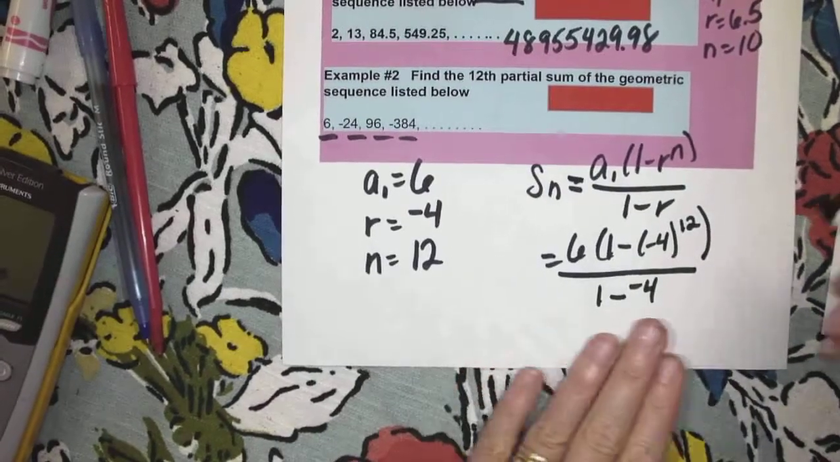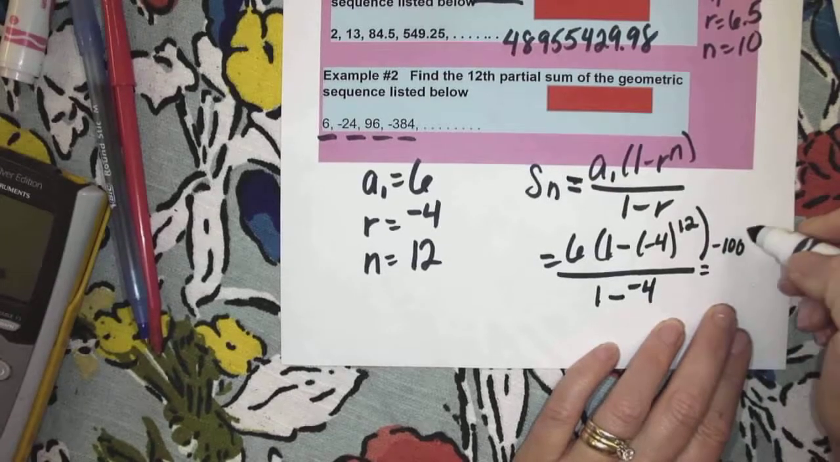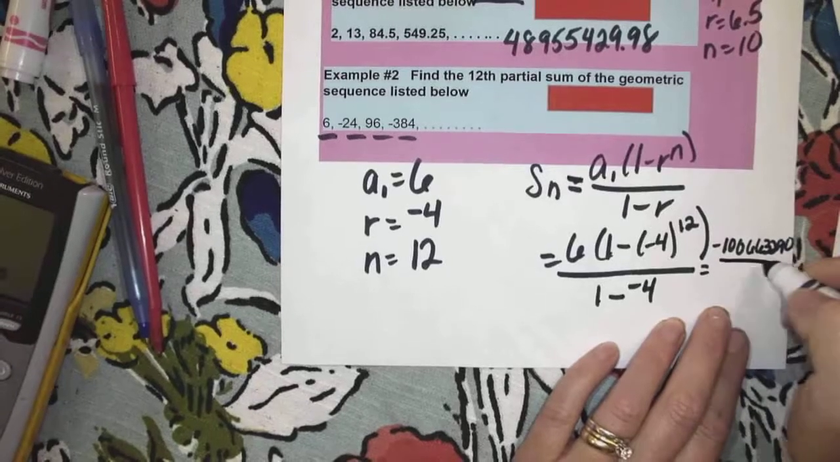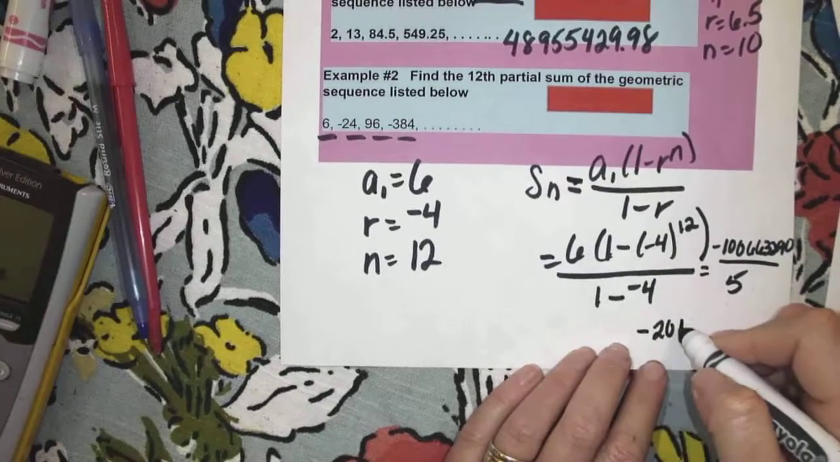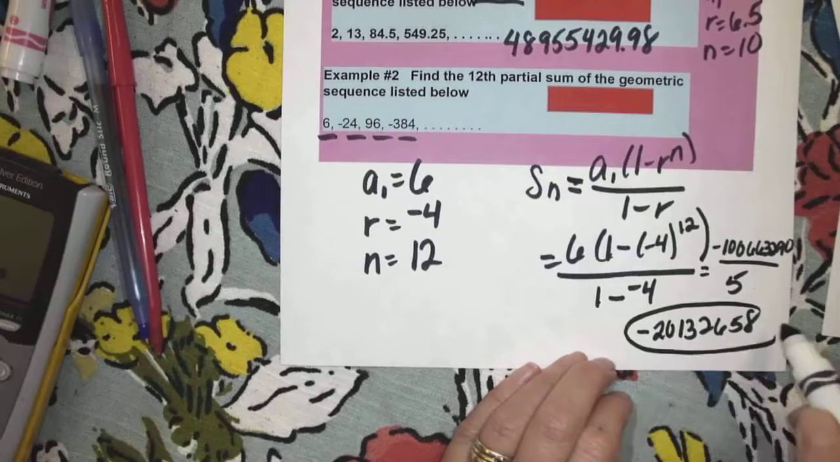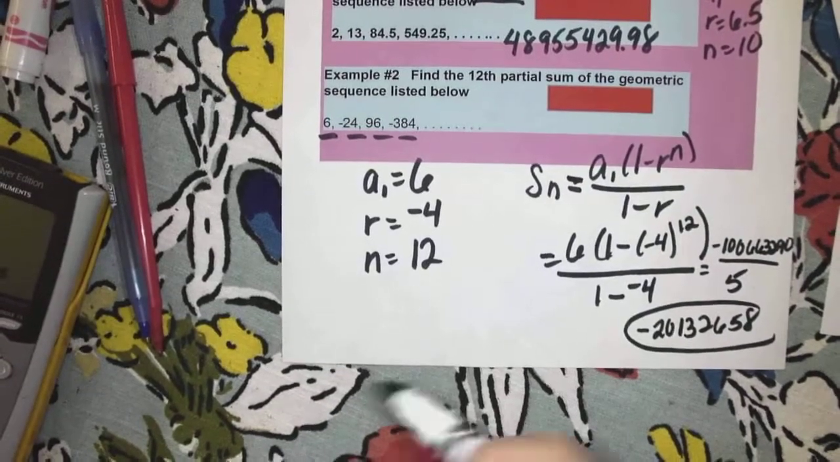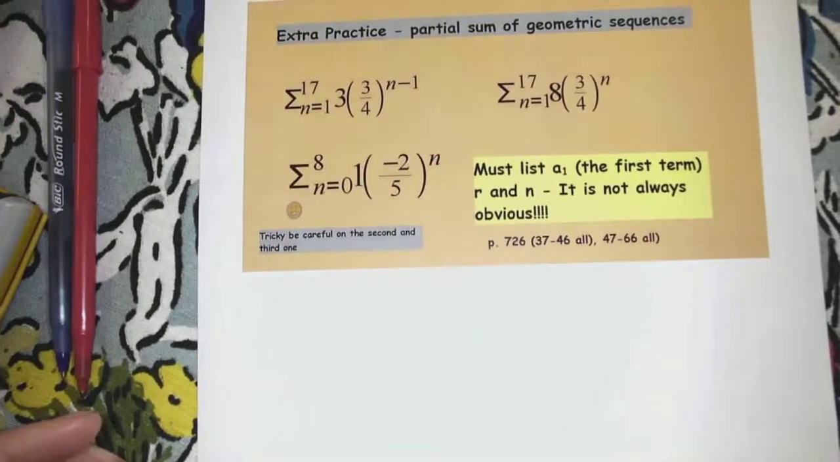So when I do that, maybe I want to put the top in, and I'll get -100663290. The bottom is 5, and if I divide that out, I'll get -20132658. And that is basically how you do your geometric sequence sums. So let's do a few extras here that are written a little differently.